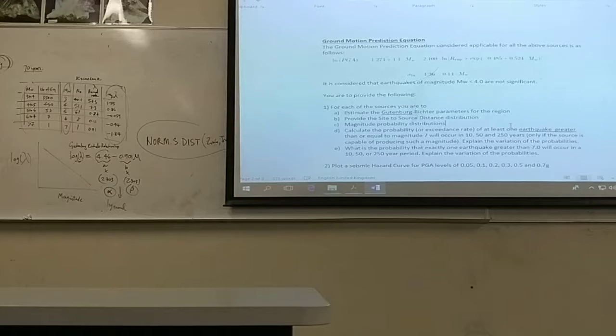And once you've got that, that's the first part. So for each of the sources, you need to do this. Estimate the Gutenberg-Richter parameters. Obviously, you need to come up with your relationship. Then you've got your site source distance distribution. We talked about that. Now, once you've got your Gutenberg-Richter parameters, then you come up with your magnitude probability distributions.